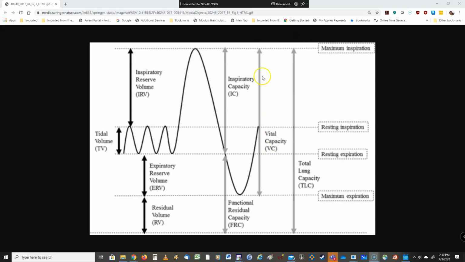So here's everything I can breathe in or out. If I'm sitting and resting, this is my tidal volume right here, the breaths I'm taking in and out when I'm barely doing anything. And then you decide consciously to take a deep breath, fill your lungs all the way up, blow everything you can out, that's all the way down. You have just demonstrated your vital capacity.